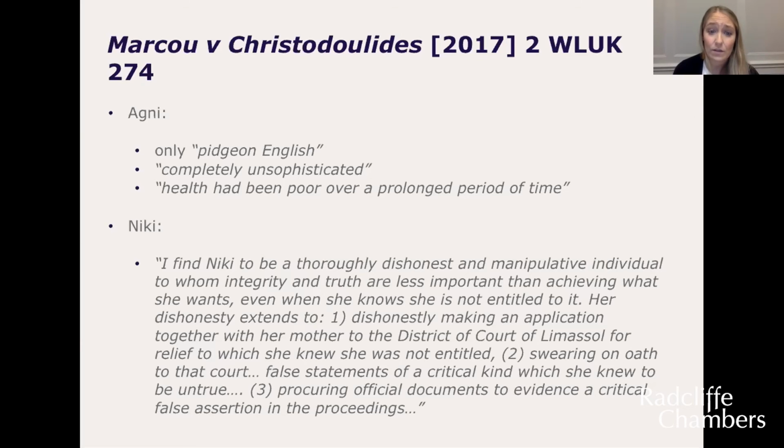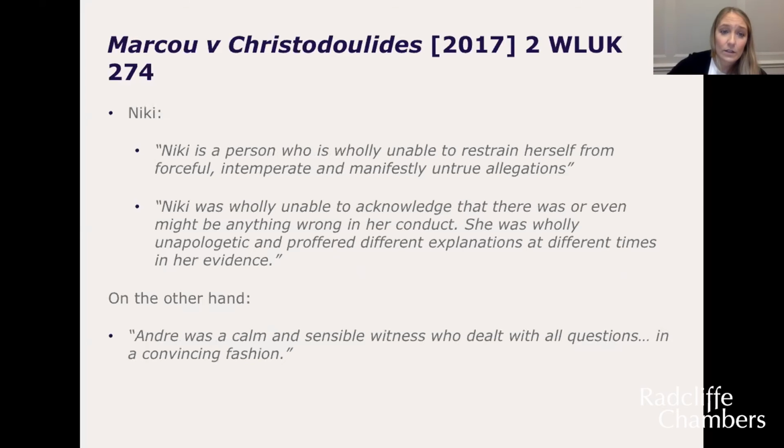So he said she was a thoroughly dishonest and manipulative individual to whom integrity and truth are less important than achieving what she wants. He then cited 3 different examples of the evidence that had come out to show that she'd done previously dishonest things, such as swearing on oath to a different court, making applications with false statements, that kind of thing. He said she was a person who was wholly unable to restrain herself from forceful, intemperate, and manifestly untrue allegations. And this was all in his assessment of her as a witness at trial.